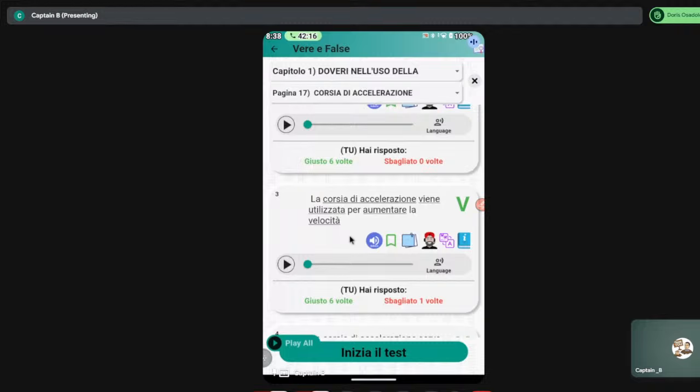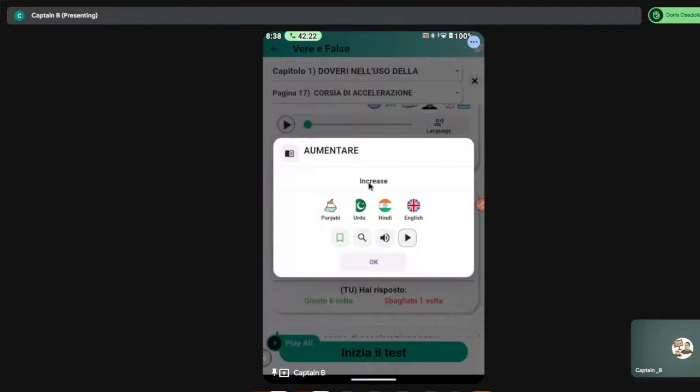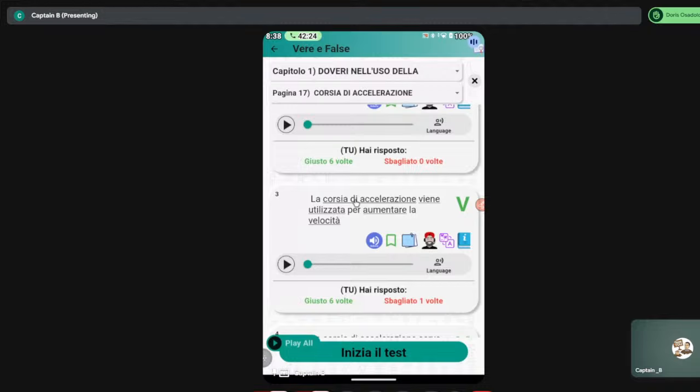Okay, I want to know the meaning of this aumentare. Aumentare, I said increase. Okay. Now, corsia di accelerazione viene utilizzata is commonly used for increase. You have to increase your speed when you are entering the autostrada. So it helps you to be able to speedily enter a normal way for circulation, which is the autostrada or extraurbana principale. Okay, thank you.